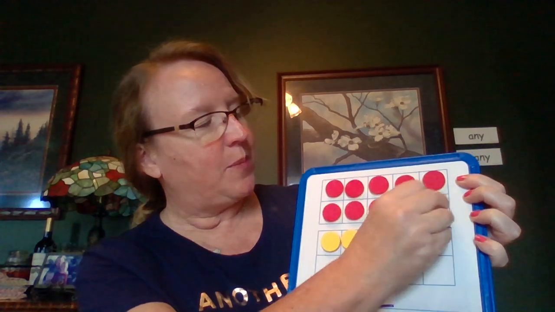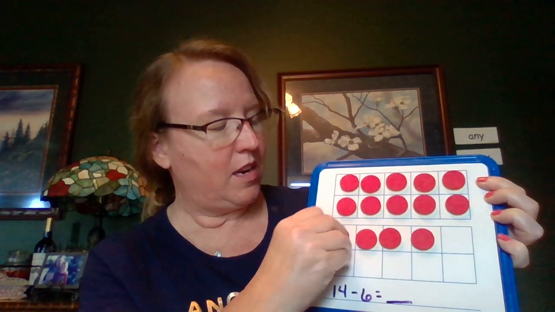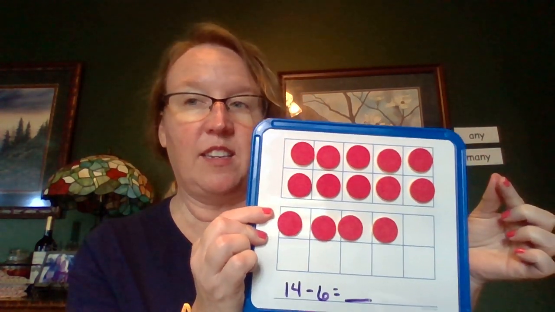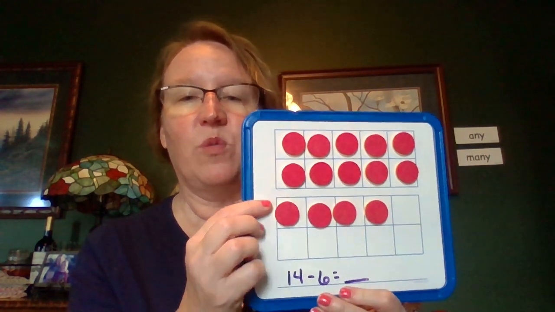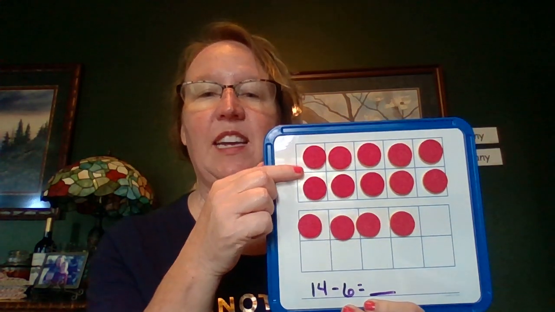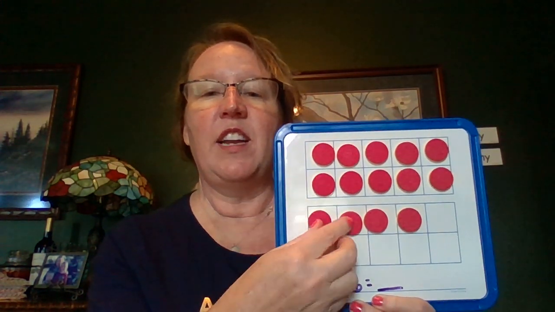So let's go back. All right. So this is kind of a little bit backwards than the one we did yesterday, but it's another way to look at it. So right here, I've got my whole 14. Well, if I want to make a 10, right here it is. If I'm going to make a 10, I'm going to take these away. So right here, I took away 4. So I did the 14 and I took away the 4 right there.